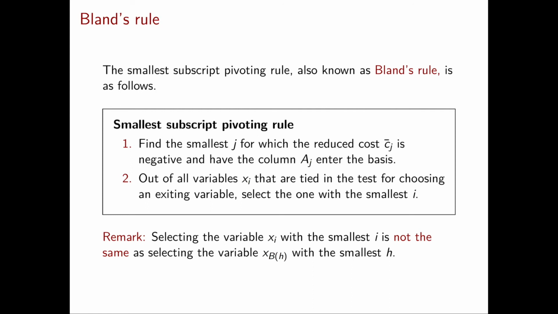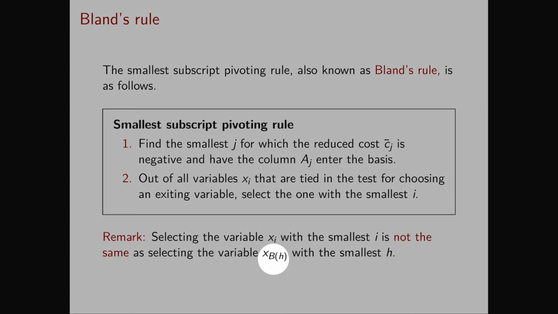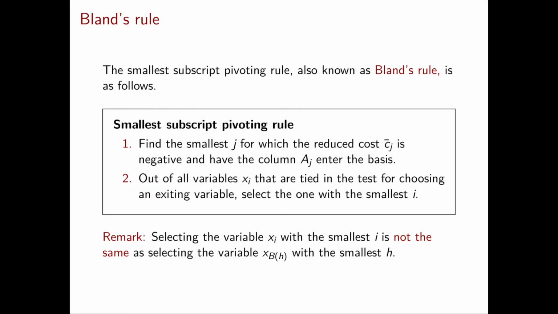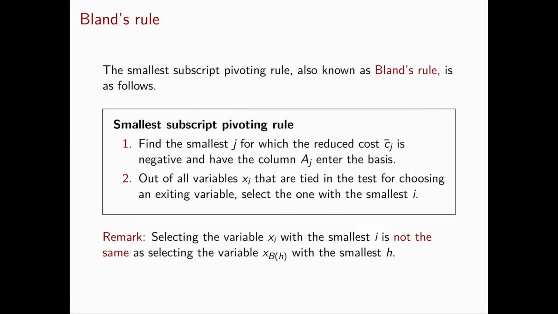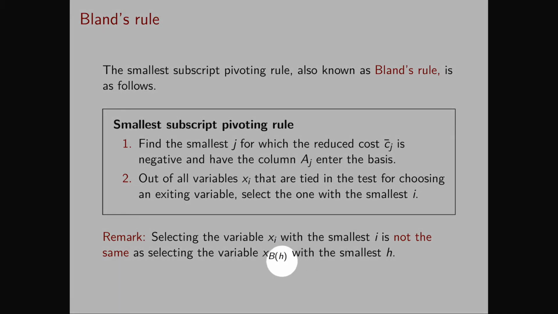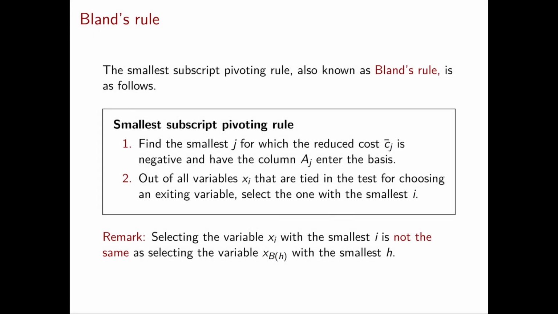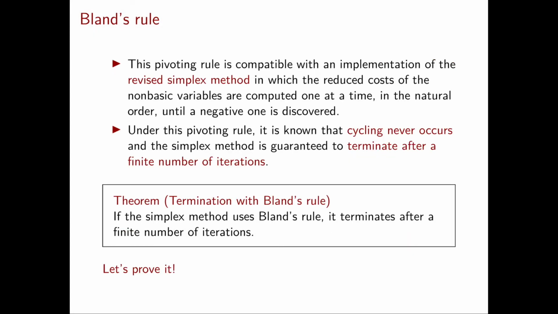It's very important here that you don't get confused between the indices of the x variables and the number of the basic variable. In this pivoting rule, we always select the variable xi with the smallest i, and this is different from selecting the variable x_B(h) with the smallest h. So be careful about this. Note that while the lexicographic pivoting rule, as we have defined it, is tailored only for the full tableau implementation, Bland's rule can be directly used in all the implementations we've seen.